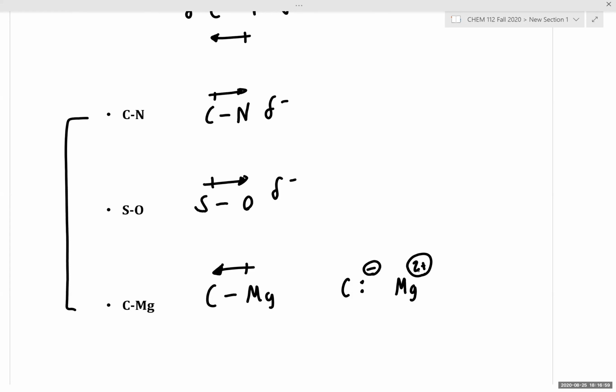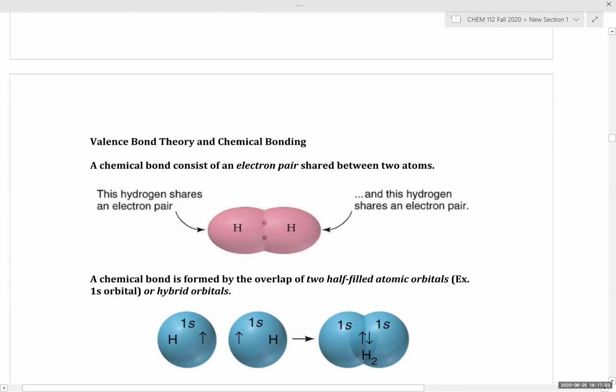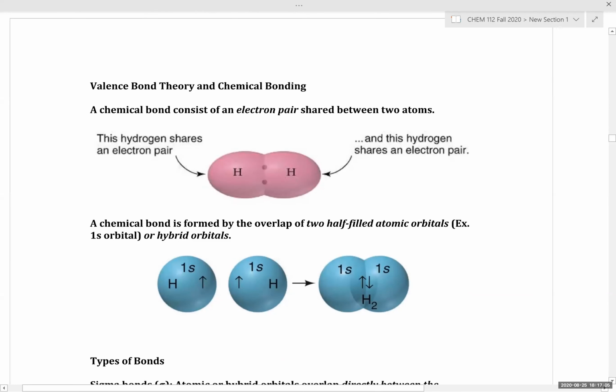Perfect. So we've built up a lot of foundational skills. And now we're going to review aspects of valence bond theory and molecular orbital theory that you'll need for organic chemistry. So we'll introduce and start this topic today, and we'll finish this topic in depth next session.